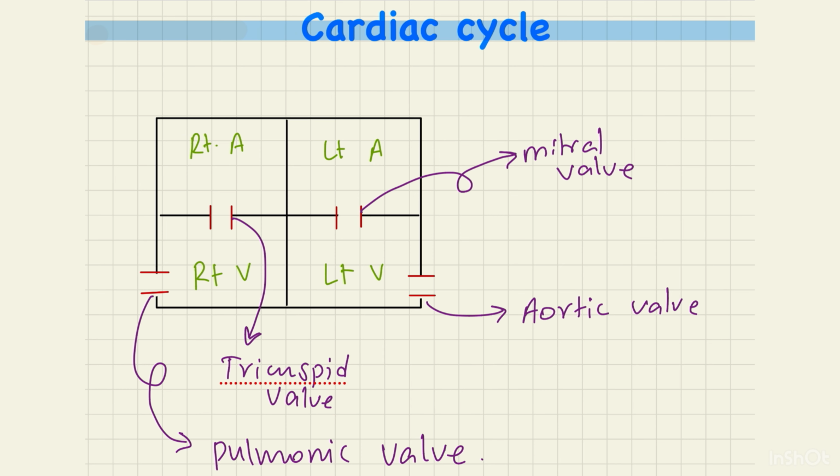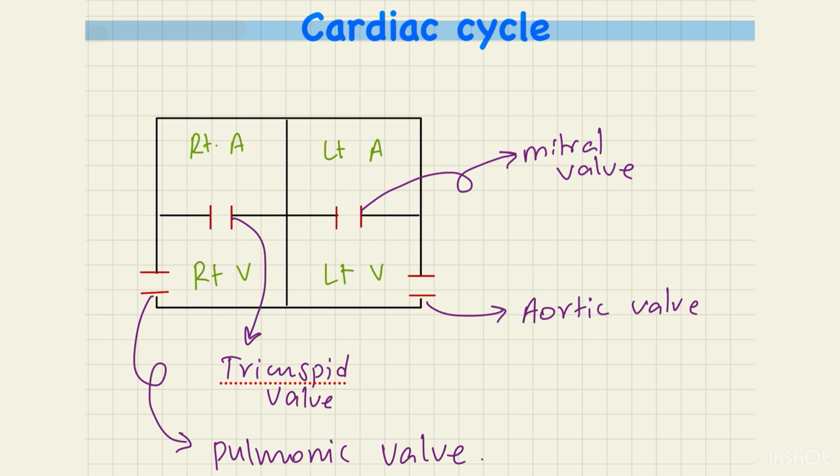First things first, I have represented the heart with a line diagram. And these are the parts: the right and left atrium, the right and left ventricle. The red lines represent the valves of the heart. They act like a door and regulate the blood flow. The tricuspid valve, the mitral valve, the pulmonic valve, and the aortic valve.